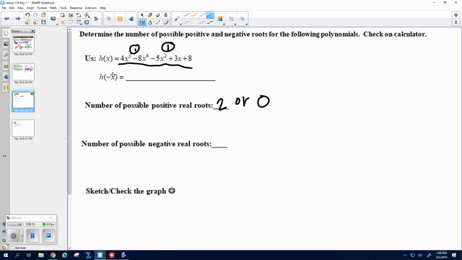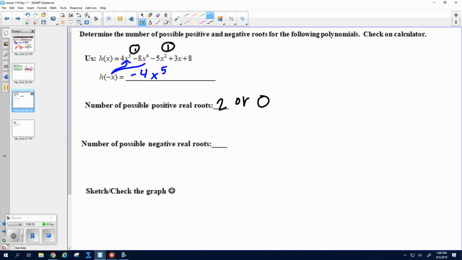So for the negative roots, you plug in negative x. Can I show you guys a little shortcut for plugging in negative x? Okay. So if you plug in a negative x and you take it to the 5th power, is that going to be positive or negative? Good. So it's going to change the sign here to negative 4x to the 5th, right?